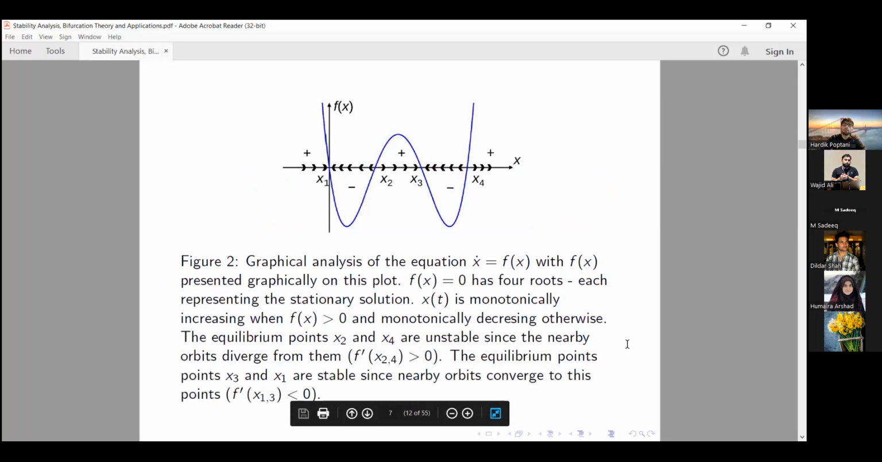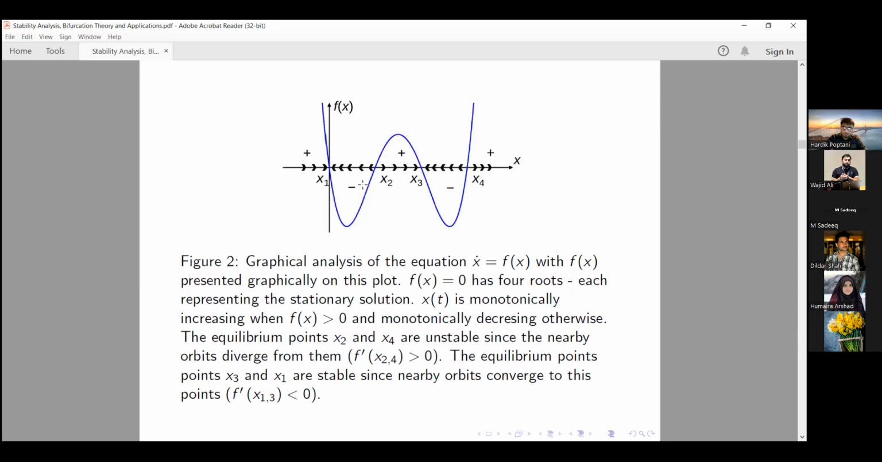So we can see in the figure right here a graphical analysis of, let's say, x dot equals f of x, plotting x against f of x. When you set this equal to 0, it has 4 roots. You can see x1, 2, 3, and 4. And just by looking at the diagram, we can see that f of x is greater than 0 between x2 and x3 and greater than x4, where it's all positive.